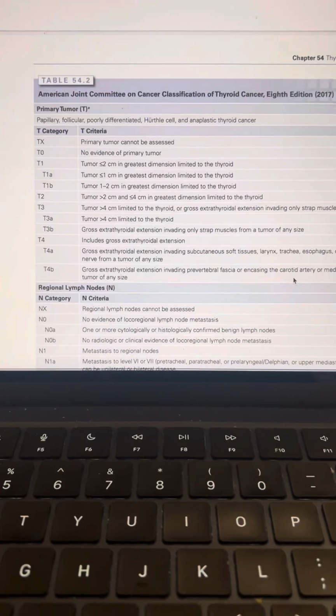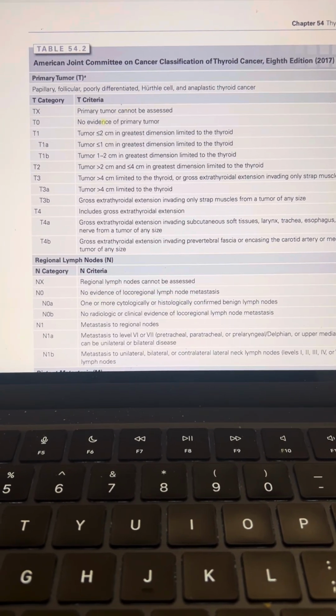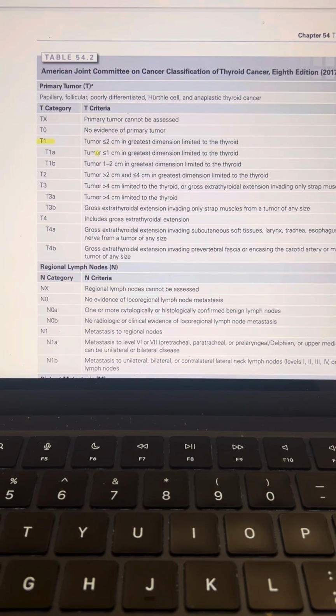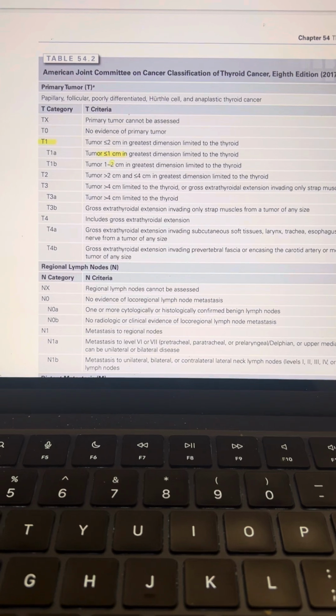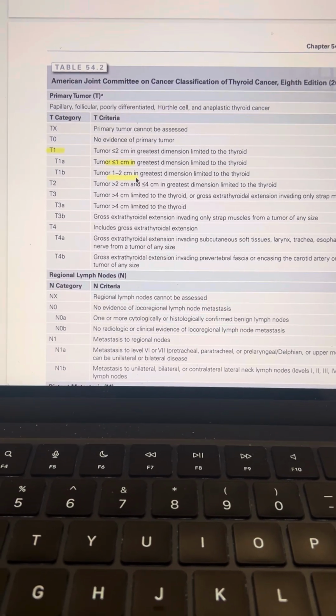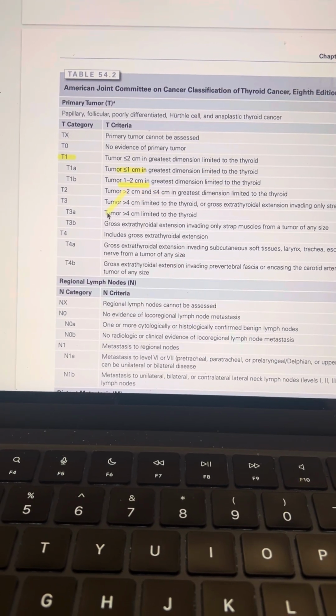So this is AJCC staging. T0 is no evidence of thyroid cancer. T1 is divided into T1A, which is less than 1 centimeter in the greatest dimension, limited to the thyroid. T1B is 1 to 2 centimeters in the greatest dimension, limited to the thyroid. T2 is 2 to 4 centimeters, limited to the thyroid.